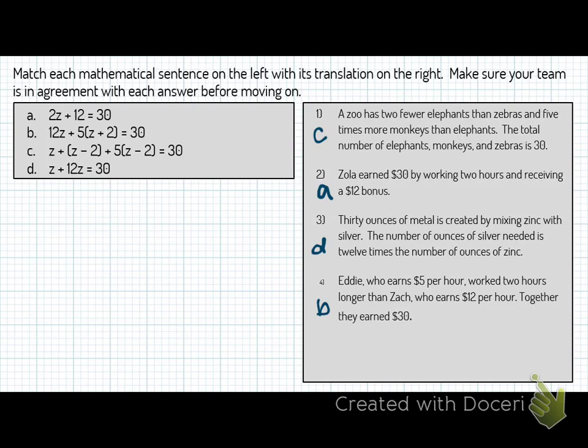But let's just say this was the only one, we didn't know any of the other ones. How do you know it's B? What are the clues for B? Someone else who has not gone. How do you know it's B? If you didn't know that it was the last problem or the last example. Let's see, I'm going to go to Bernadine. How do you know it's B? What's that? Per hour. Okay, so Eddie, who earns $5 per hour, worked 2 hours longer than Zach, who earns $12 per hour. Together they earn 30. So how do you know it's B?